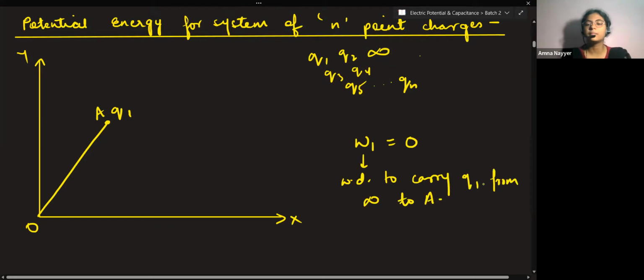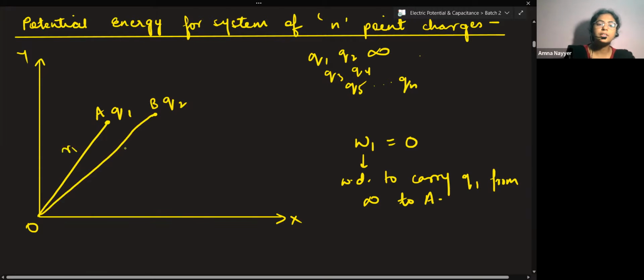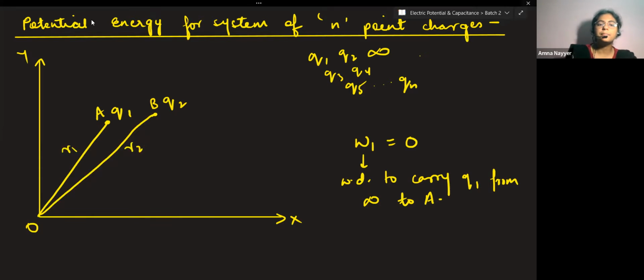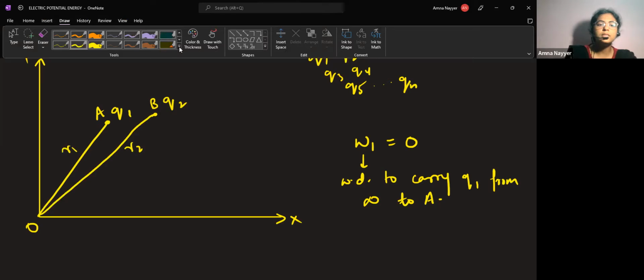This is Q1. Now I have brought another charge Q2. Let's say at this point B, I have brought another charge Q2. So this is R1, this is R2, and the separation between Q1 and Q2 is R1. Just wait for 2 minutes.